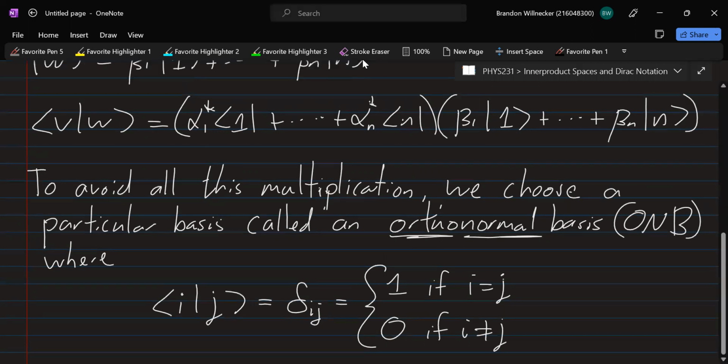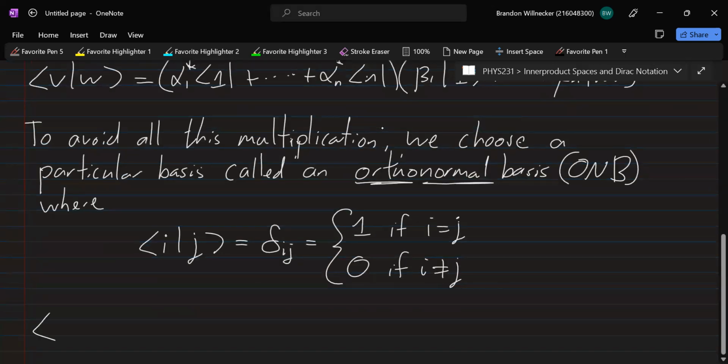And if we go back to all of the multiplication we had before, the element 1, the complex number of bra 1 with ket 1, that's just going to be 1, because we have 1 with 1, that gives 1. If we have 1 with 2, that's going to be 0, because they're different. And going through all of these, the only terms that will survive are where the two elements are the same. So the 1 with the 1, that will survive. 2 with 2, that will survive. All the way up to n with n, that will survive.